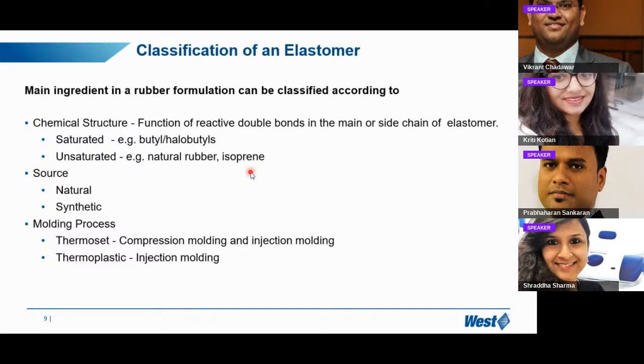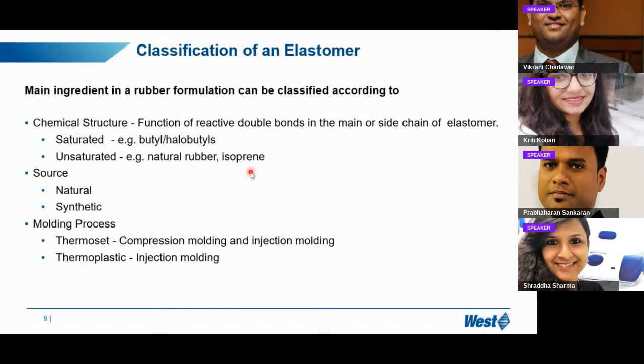Sources, like I explained, natural and synthetic, and molding process. This is also important. Whenever you are preparing this rubber stopper, there are different steps. So thermoset and thermoplastic. Whatever we are going to study now is a thermoset, which can be made by compression molding or injection molding, while in case of thermoplastic, you are generally going to use injection molding.